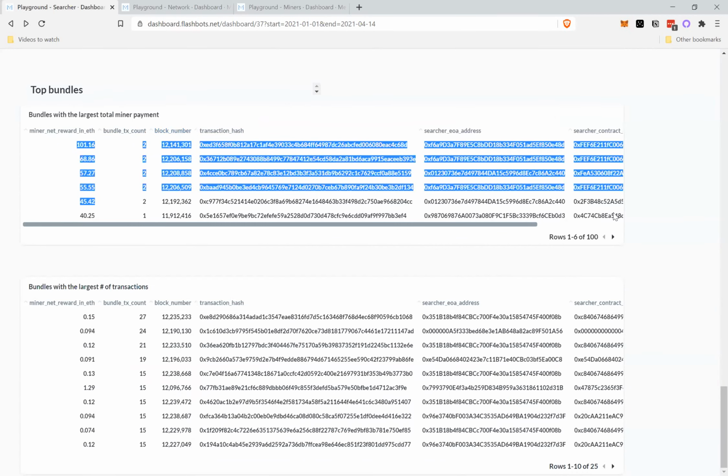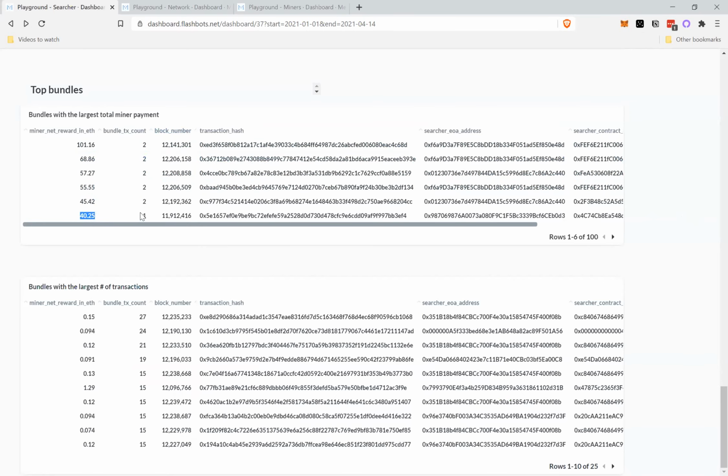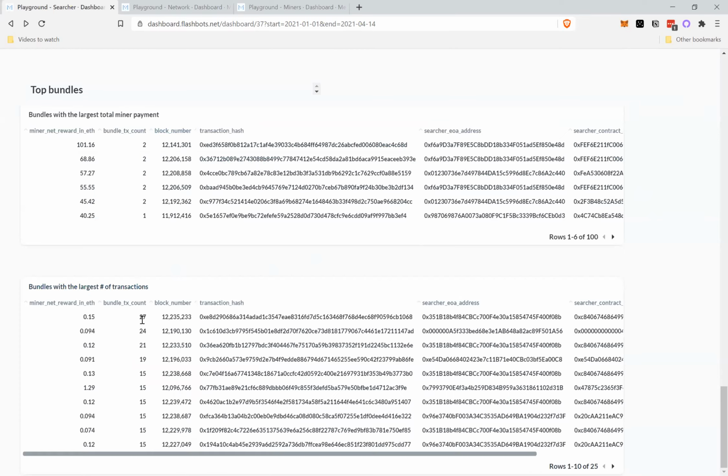So most of these are token snipings, I think, except for this 40.25, which is a giant ARB that used our simple arbitrage bot, actually. And then the largest bundles as number of transactions, which are super interesting to see what people are doing. So those are our searcher metrics.